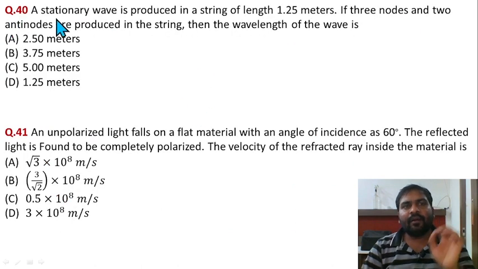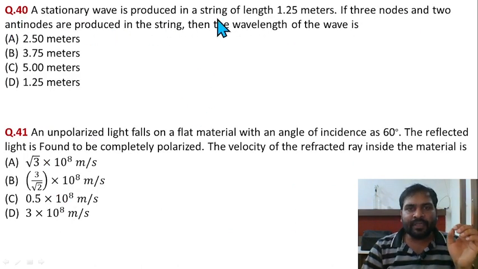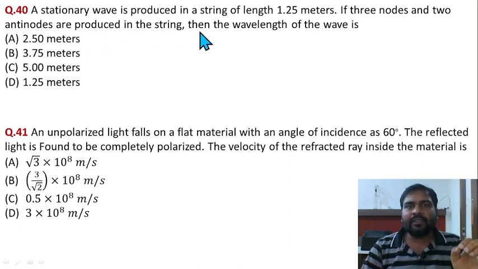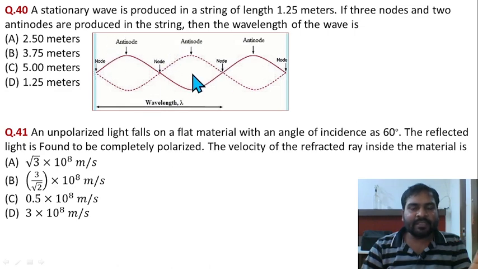Question 40. A stationary wave is produced in a string of length 1.25 meters. If 3 nodes and 2 antinodes are produced in the string, then the wavelength of the wave is? This is shown for a stationary wave.